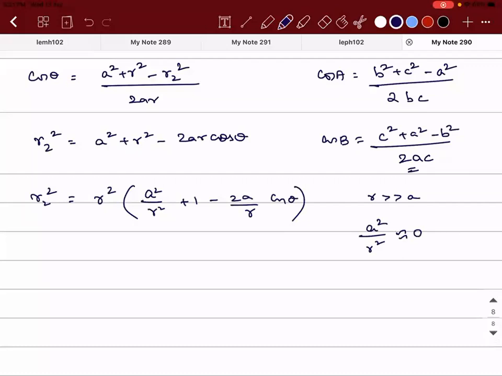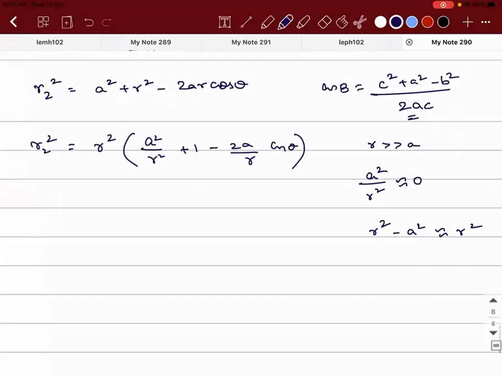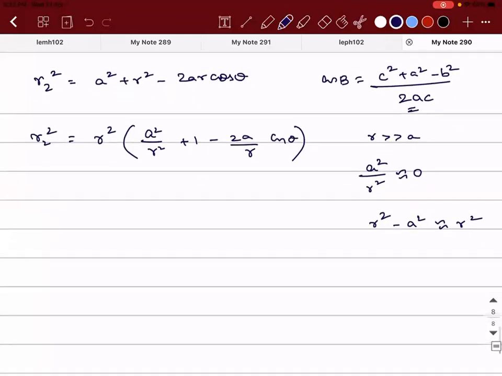Why? How I wrote this is very simple. See, R square minus A square, I approximated to R square, right? So if you divide by R square on both the sides, then you can approximate it to 0. That's what I did. Are you able to understand what I did? So divide by R square. So 1 minus A square divided by R square is approximately 1. So this 1 and 1 will get cancelled. A square by R square is approximated to 0. That is a mathematical operation.